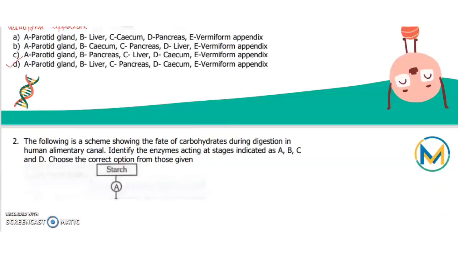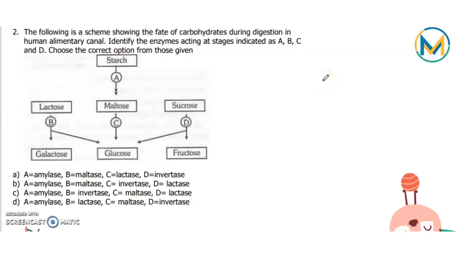Next question. The following is a scheme showing the fate of carbohydrates during digestion in human alimentary canal. Identify the enzymes acting at stages indicated as this A, B, C and D. Choose the correct option from those given. Now here there are various conversions. So the first conversion, that is conversion of starch to maltose. So the enzyme required for this conversion is amylase. So A is amylase.